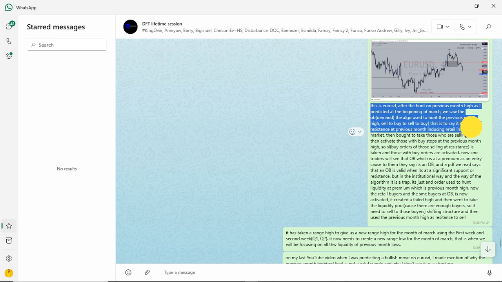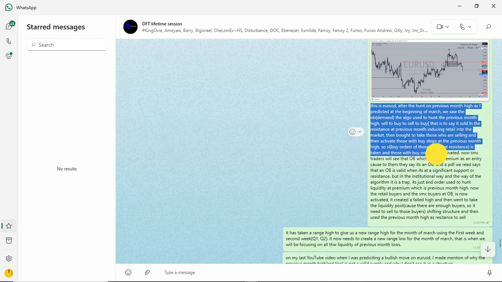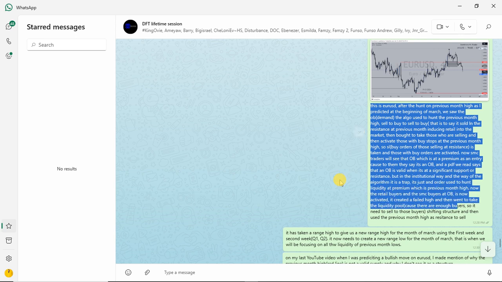So that is to say it sold in the resistance at previous month high, inducing retail into the market, then bought to take those who are selling and activate those with buy stops at previous month high. The stop losses, which are the buy orders of those selling at resistance, are taken and those with buy orders are activated. Now the smart money traders will see that order block at the premium as an entry, and they would like to take trades from the order block. So let's end there.